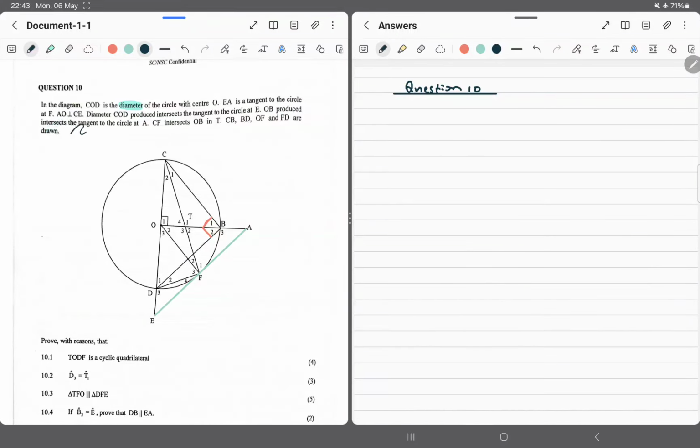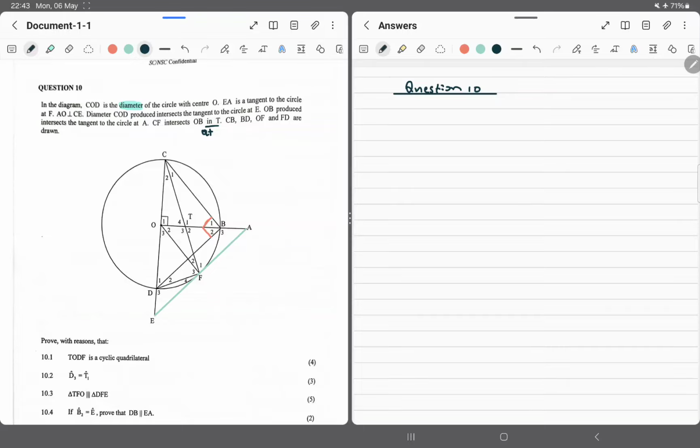OB produced intersects the tangent. So OB produced intersects the tangent at A. We can see that. CF intersects OB at T, not in. CB, BD, OF, and FD are drawn. Okay, that means these are straight lines essentially.